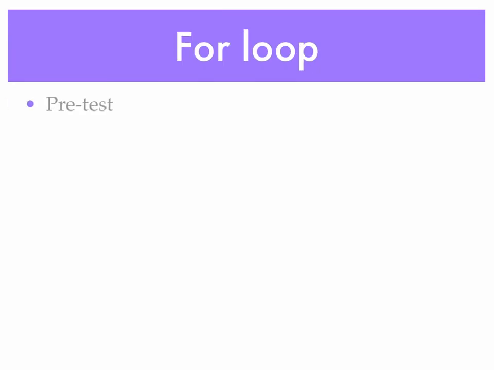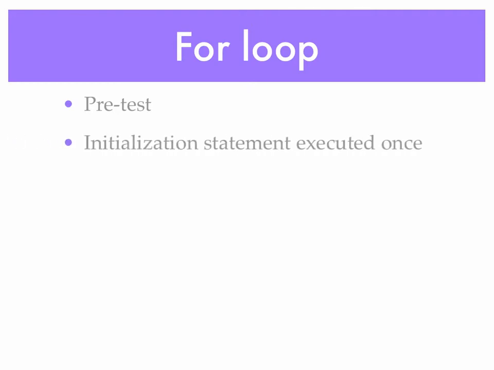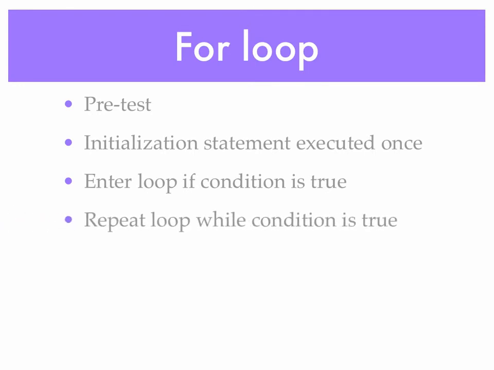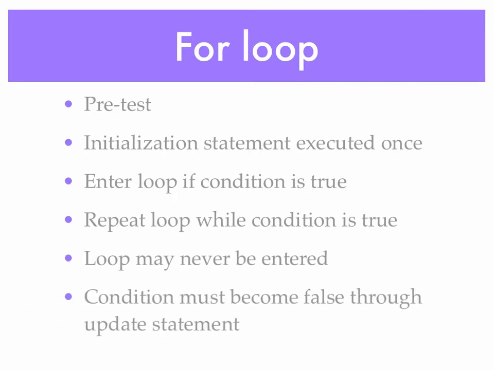Our last loop is the for loop. A for loop is a pretest. It has an initialization statement that's executed once. I enter the loop if the condition is true. I have a condition. I repeat the loop while a condition is true. The loop might never be entered, remember, because this is a pretest. The condition must become false somehow, and it's going to become false in the for loop through an update statement.